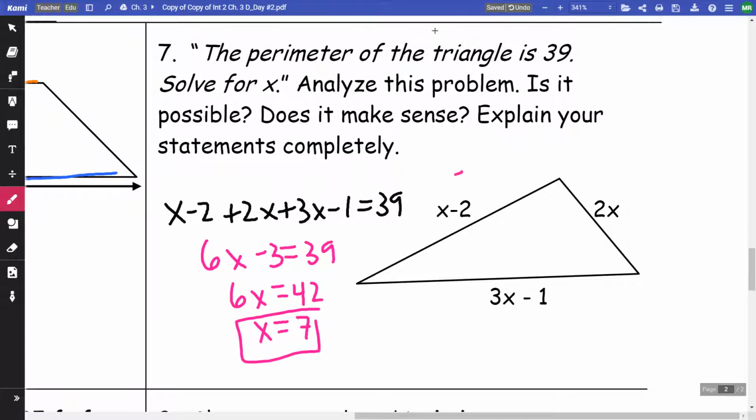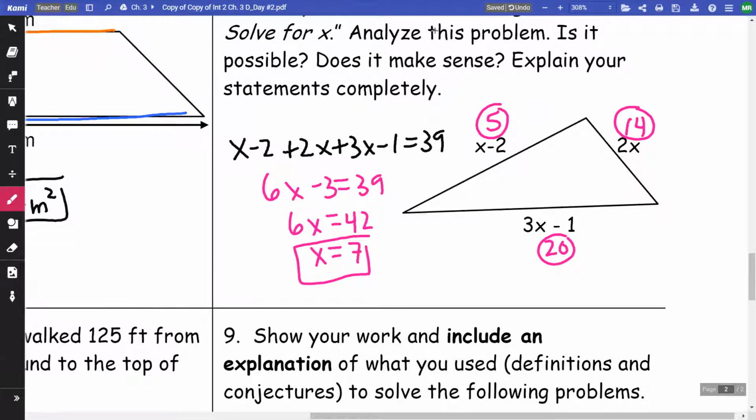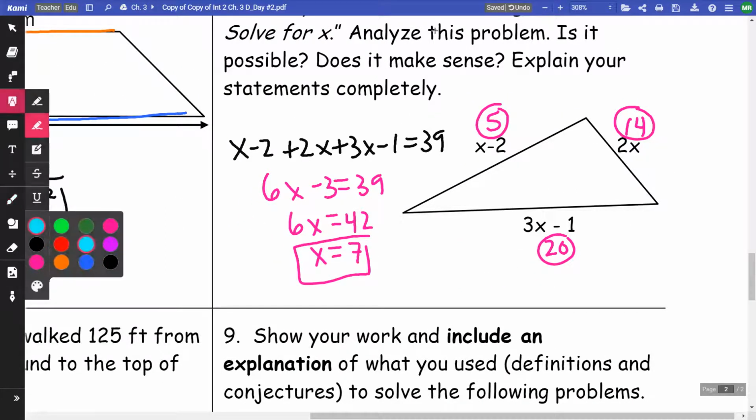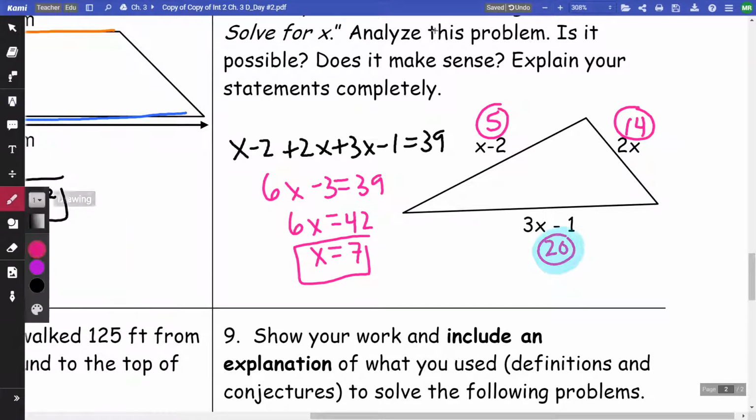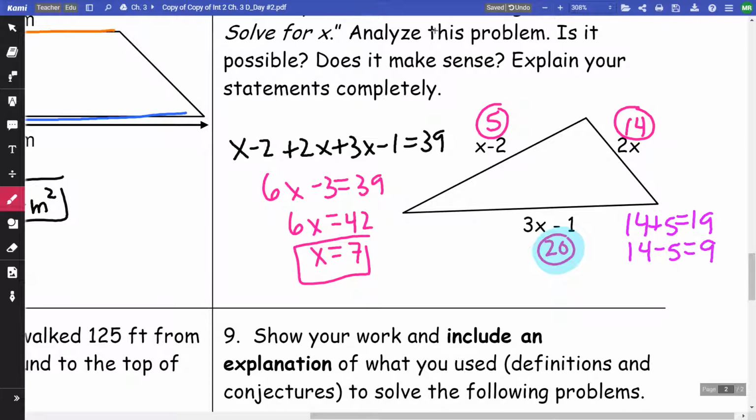So now I'm going to put 7 in for this. So I get 5 here. Put 7 here, I get 14 here. I put 7 here, I'm going to get 21 minus 1, which is 20. So let's say I take one of these sides. So let's say I take this 20, okay? And I see if this makes sense. So if I take 14 plus 5, that gives me 19. If I take 14 minus 5, that gives me a 9. So that 20 needs to be in between 19 and 9, and it's not.